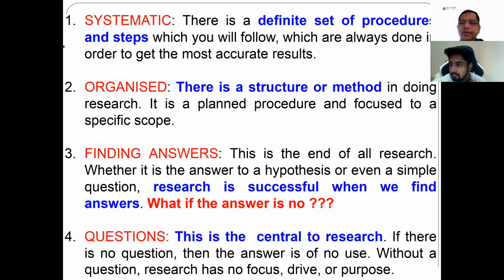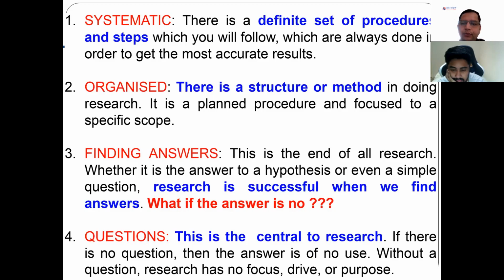In business, this area we call it the social science. So even in social science, the research needs to be systematic. It needs to be organized. There is a structure or method in doing research. It is a planned procedure focused to the specific scope. Finding your answer, most importantly, finding your answer. This is the end of research, whether it is an answer to a hypothesis or even simple questions. Research is successful when you find an answer. If you don't have any answer, basically there is no research.